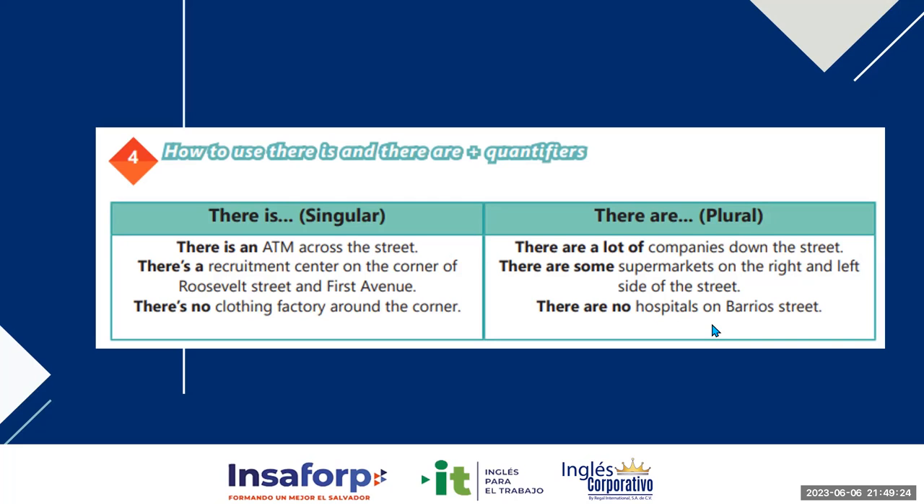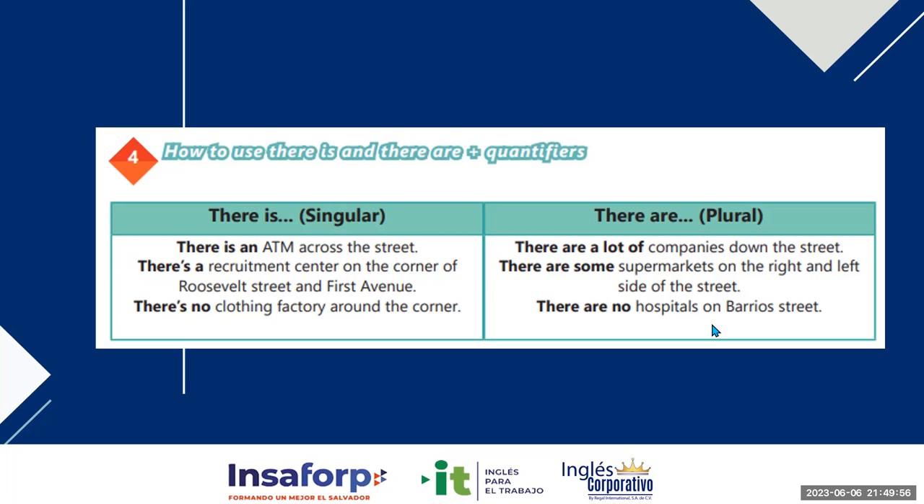Okay. The another example, there's a recruitment center on the corner of Roosevelt Street and First Avenue. ¿Qué es lo que hay? Centro de reclutamiento, creo. ¿Y dónde está ubicado? In the Roosevelt Street and First Avenue. Okay. Acá sería it's on the corner of Roosevelt Street and First Avenue. It is just in the corner, okay. Around the corner could be too.